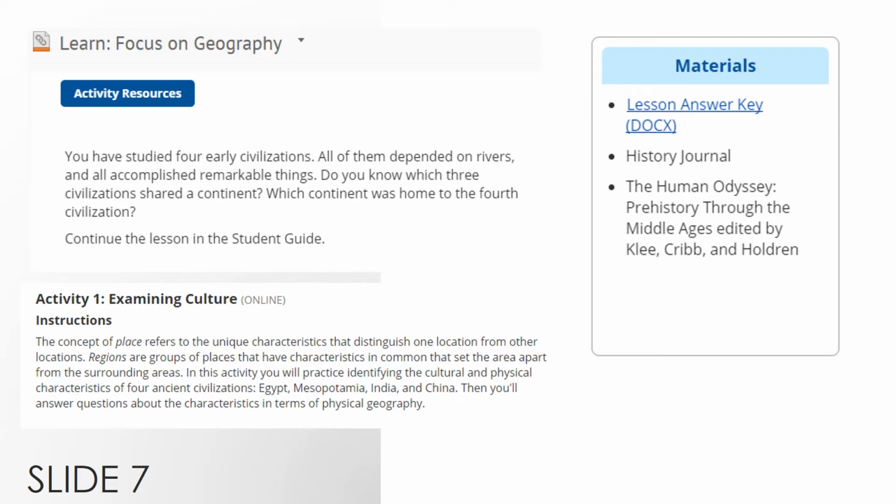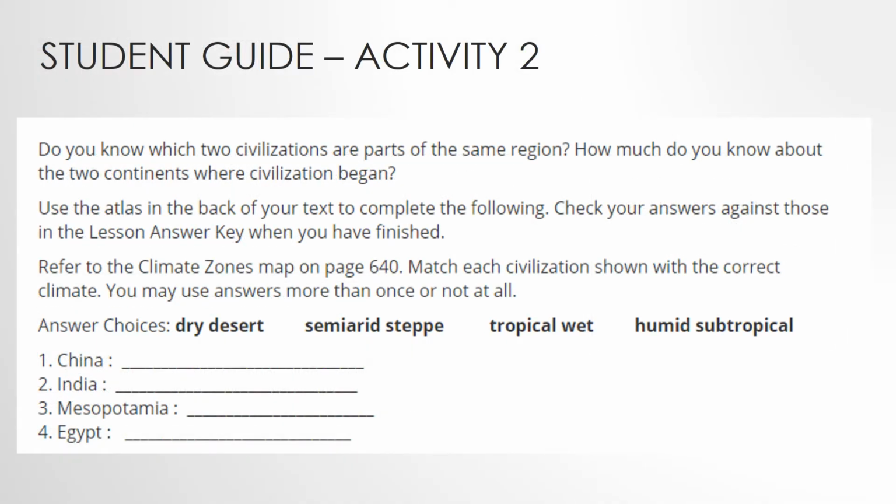So we are going to open up the student guide and take a look at our last part of this lesson. Activity 2 in the student guide is basically just a set of questions. It gives us some directions. Do you know which two civilizations were part of the same region? How much do you know about the two continents where civilizations began? You're going to use the atlas in the back of your textbook to complete the following. Check your answers against those in the lesson answer key. And again, we will review these in class as well. There's also a climate zone map on page 640, and you're going to match each civilization shown with the correct climate. You can use answers more than once or not at all.